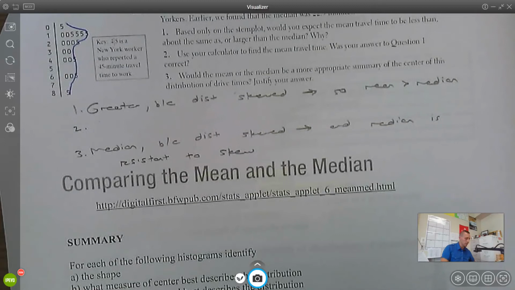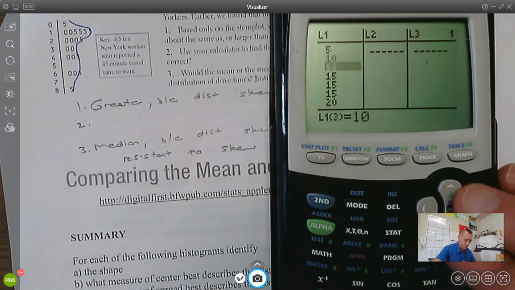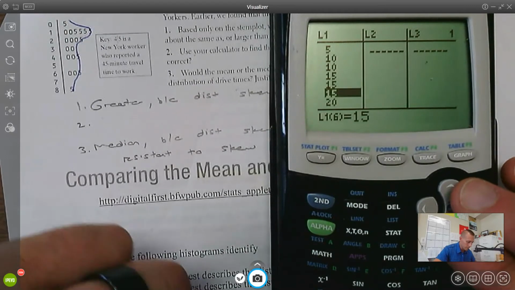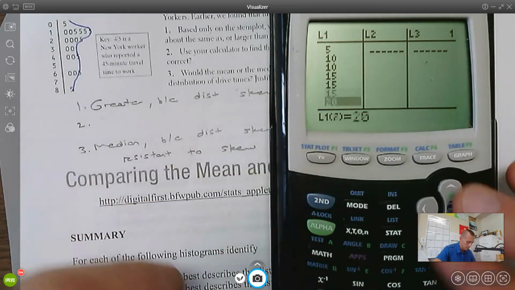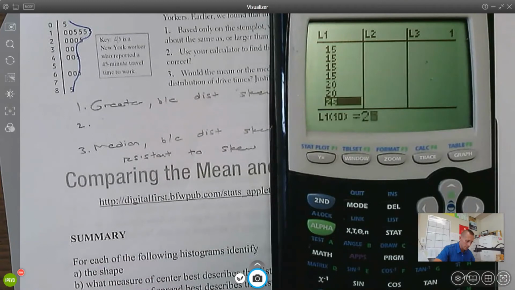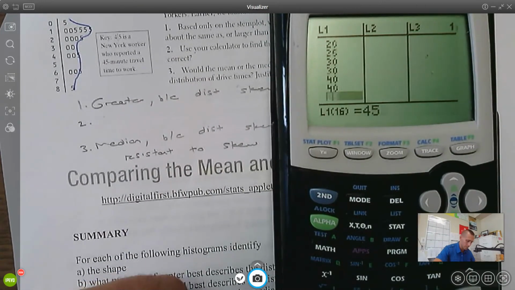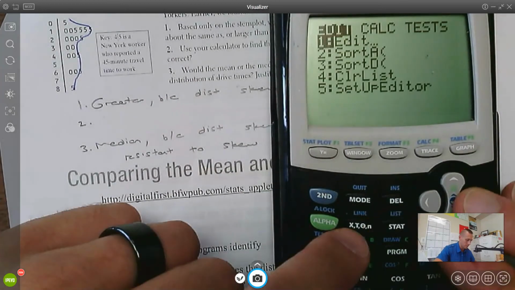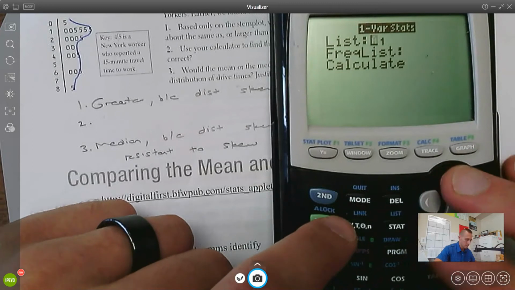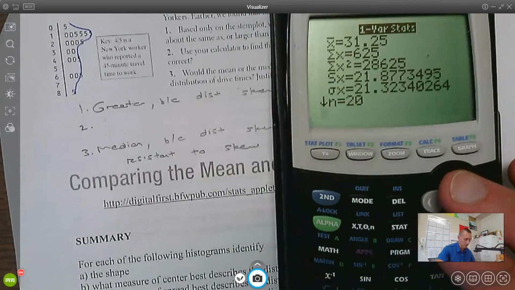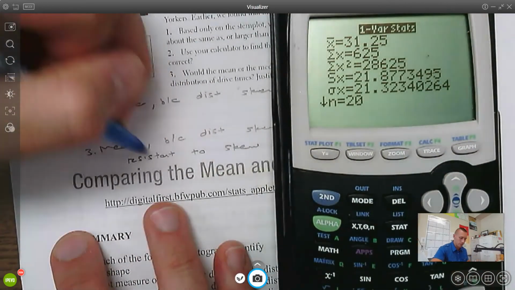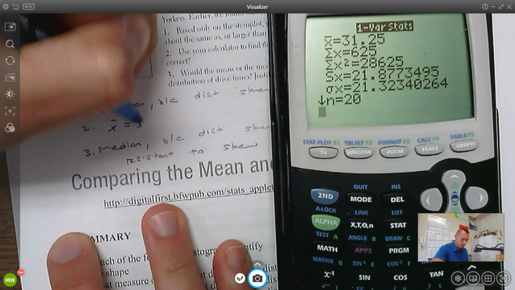And I feel like I left some data out, so hold up. All right, 5, 10, 10, 15, 15, 15. Oh, there's another 15. 15, 20, 20, 20, 25, 30, 30, 40, 40, 45, 60, 60, 65, 85. All right, got them all in there. Boom. Okay, the mean is 31.25 minutes. So that's what the mean time is.